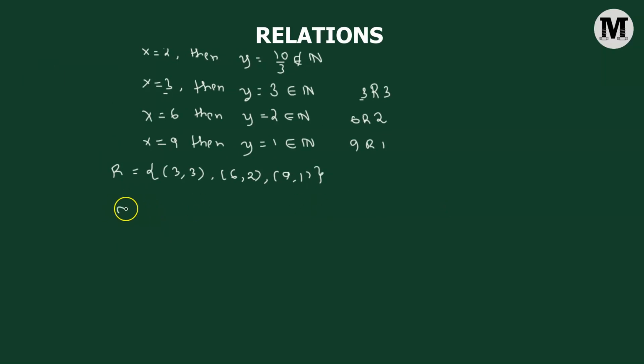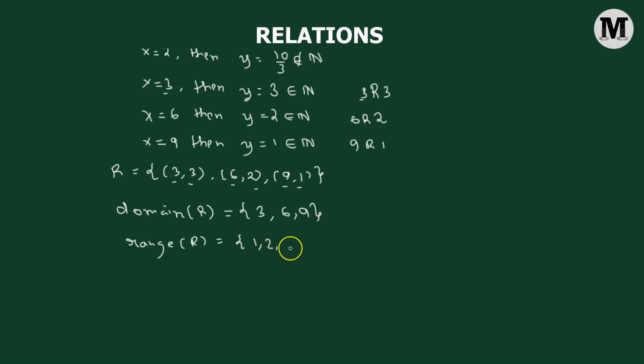Now that we have the relation R, let's also find out the domain as well as the range. So what is the domain of the relation R? All you have to do is pick up the first element of each of the 3 ordered pairs. So the first elements are 3, 6, and 9. So that is going to be the domain of the relation R. What about the range? The range of the relation R is simply going to be the second element of each of the ordered pairs. So those elements are 1, 2, and 3.